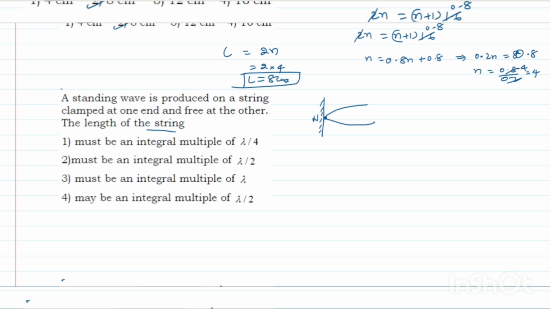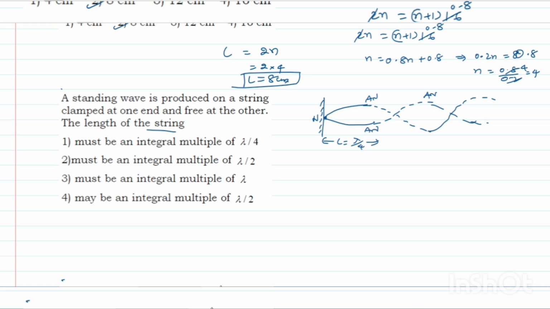Free at the other end means we are going to produce the antinode. Again this antinode is going to be vibrating like this, and again the next antinode will be produced, and the standing wave will be like this. So L equals the distance between node and antinode, L equals lambda by 4.